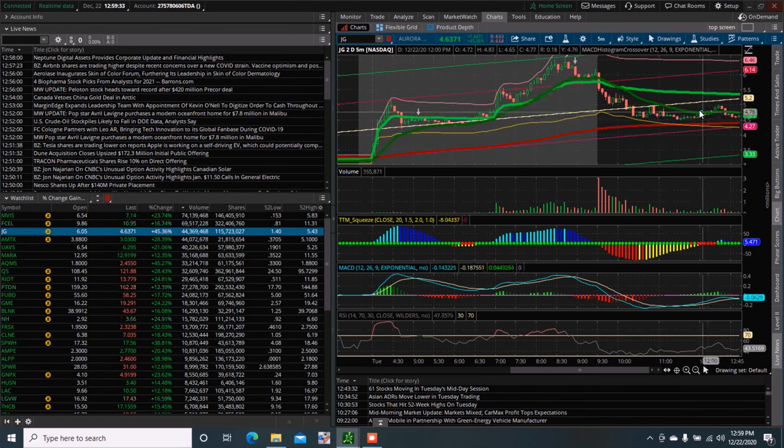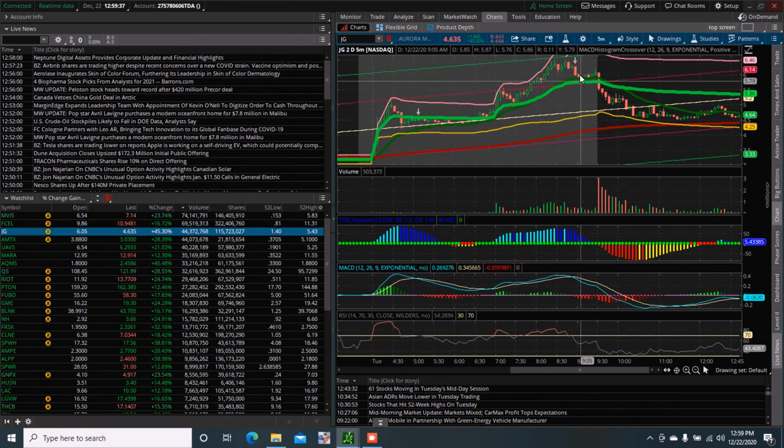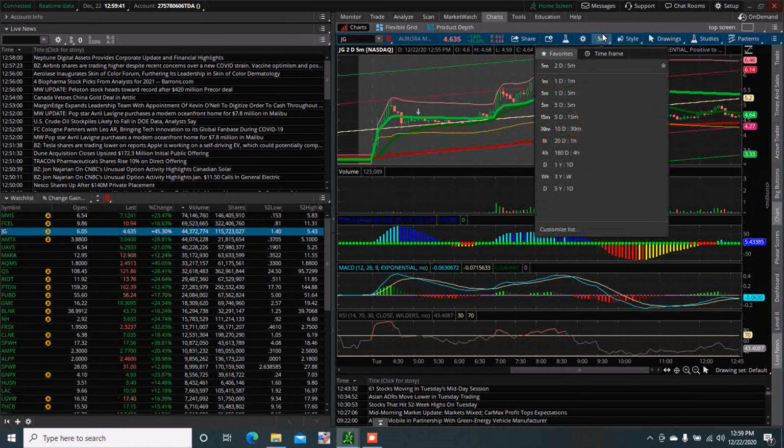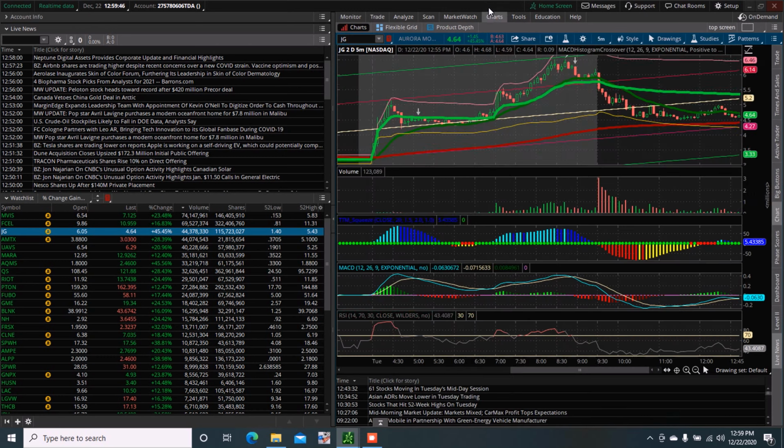And notice how close these two are. The 20 and the 200 can't stay away from each other that long. They'll always come back. Now let me just go further out here. Even though this stock is none to borrow, why is it going down then?